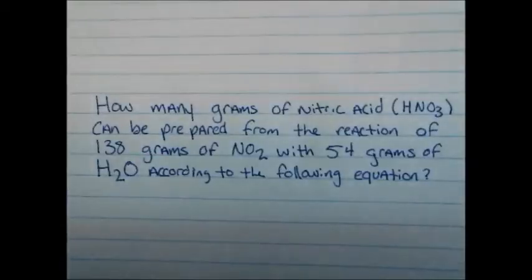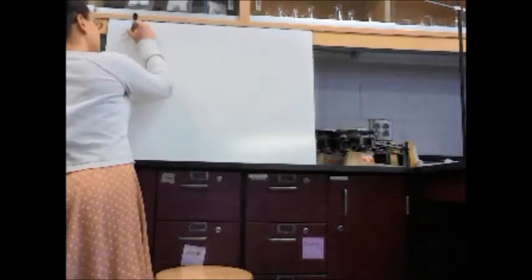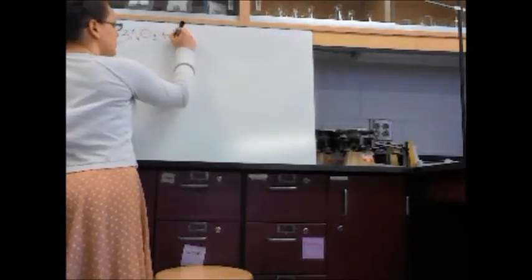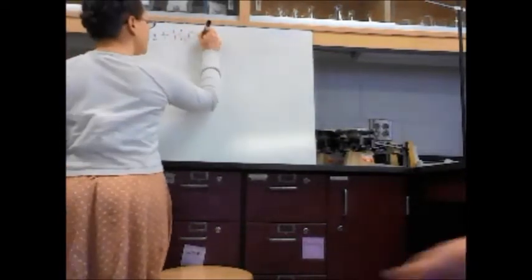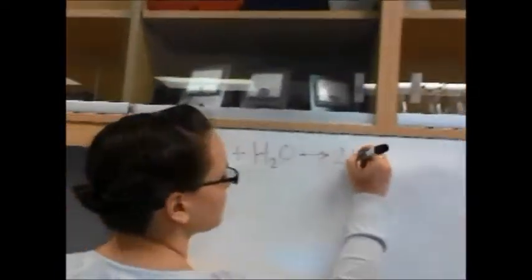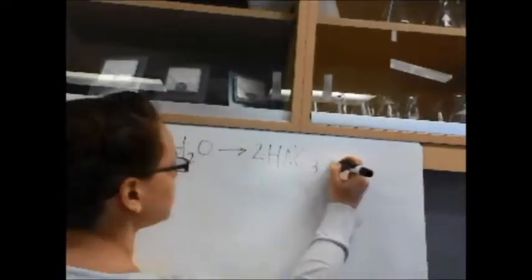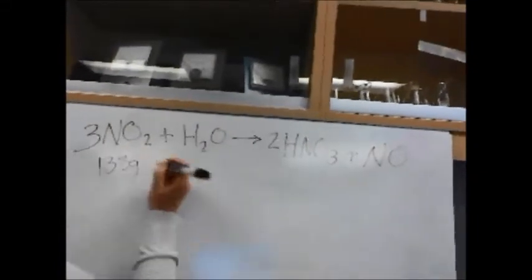How many grams of nitric acid, HNO3, can be prepared from the reaction of 138 grams of NO2 with 54 grams of H2O according to the equation above? The first step is to write out the balanced chemical equation. Be sure to record any extra information given in the problem, as you can see.